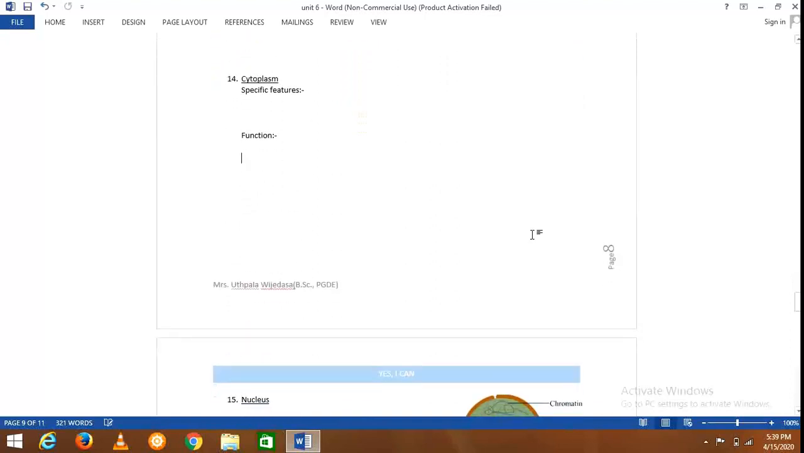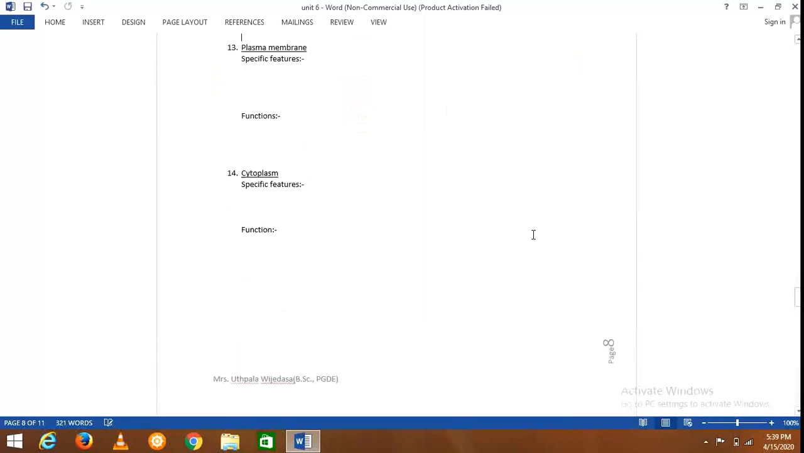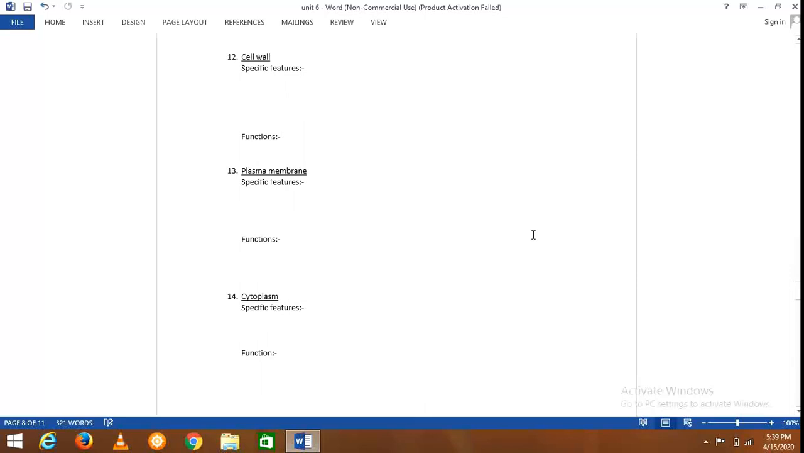Then you are asked to write about the different organelles. First you are given the cell wall. As the specific features of the cell wall, we can say it is the outermost cover of a plant cell and it is a dead structure. The main component in the cell wall is cellulose. In addition to that, there is hemicellulose as well as pectin.